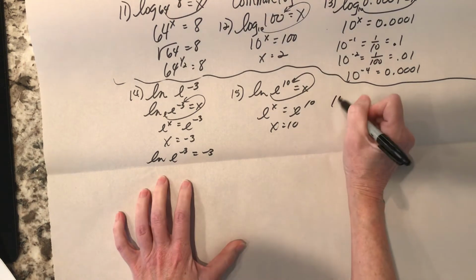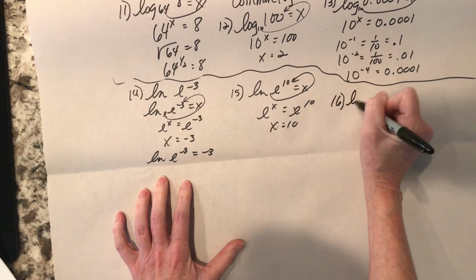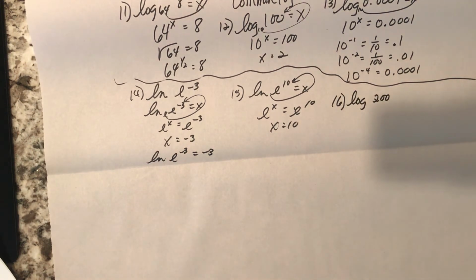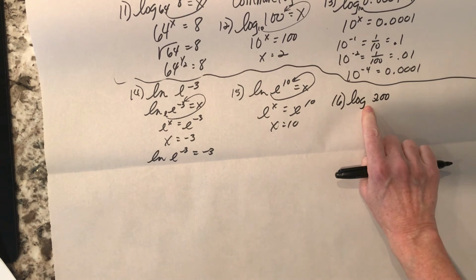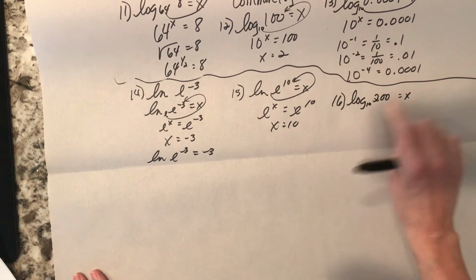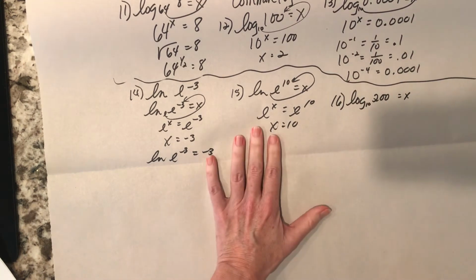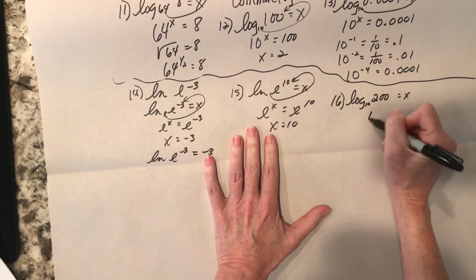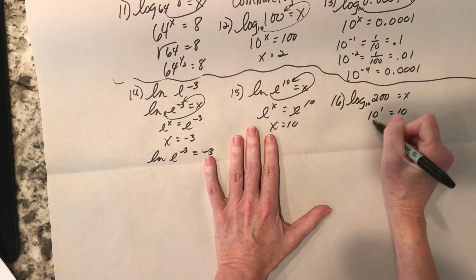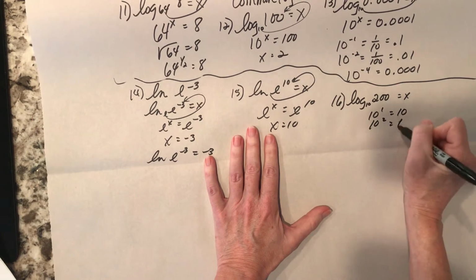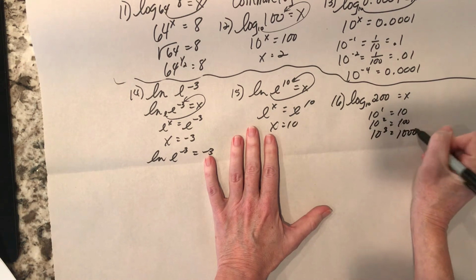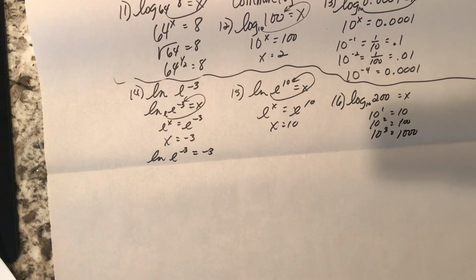Number 16 says log of 200. We'll call that common log of 200 because there is no base. It's understood to be a 10. So they're asking us, what do we have to raise 10 to become 200? Okay, let's look at that. If we raise 10 to the first power, that's only 10. We want it to be 200. If we raise 10 to the second power, that becomes 100. Getting there. If we raise 10 to the third power, that's a 1 with 3 zeros. That's 1,000, that's way too much.